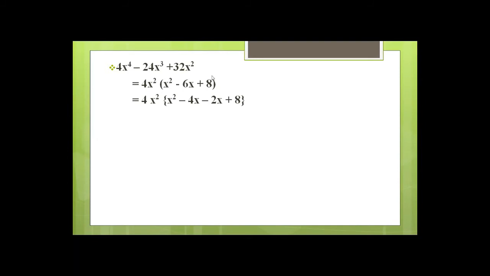By using factors of 8, you have to get minus 6. So minus 4 and minus 2. When you multiply minus 4 with minus 2, you get plus 8. And when you add minus 4 and minus 2, you get minus 6. Now take common from the first two and last two terms. You get x as a common element, and the remaining element is x minus 4. Then from the last two terms take minus 2 as common, and the remaining element is x minus 4.